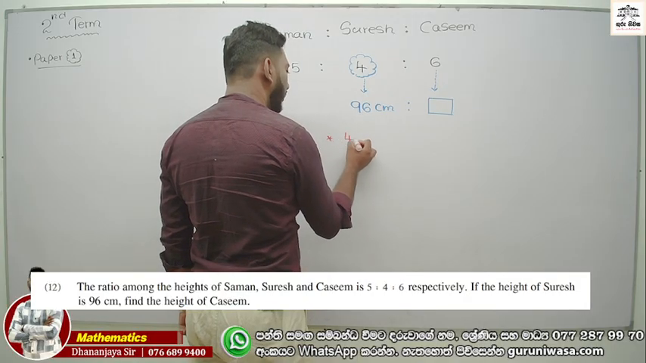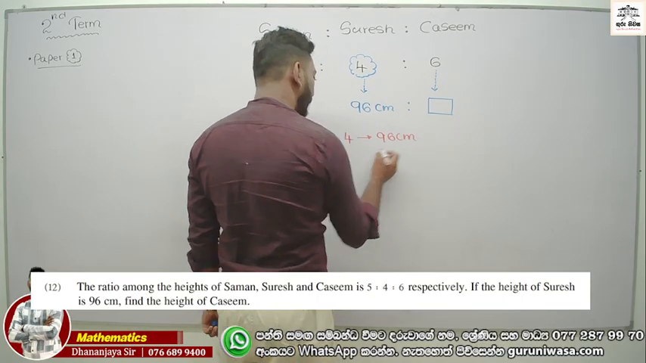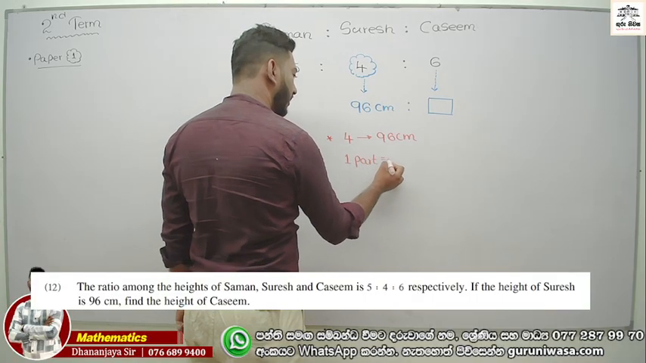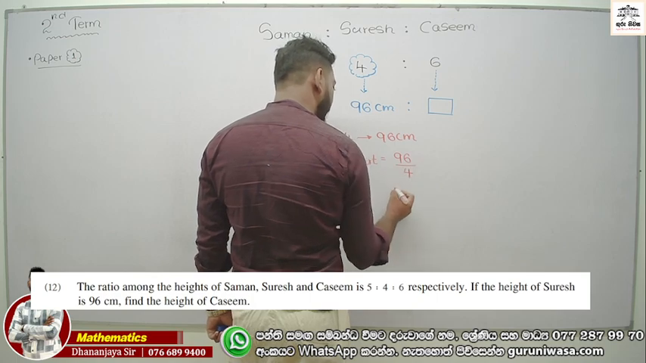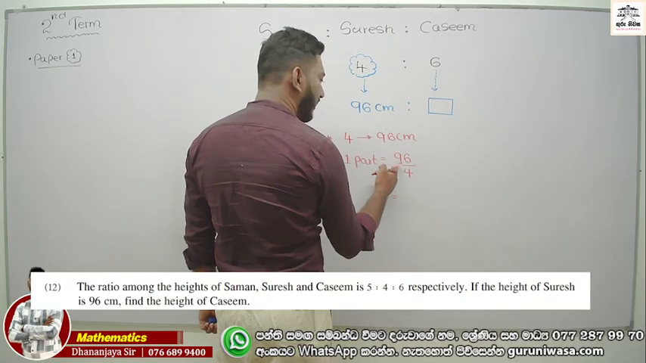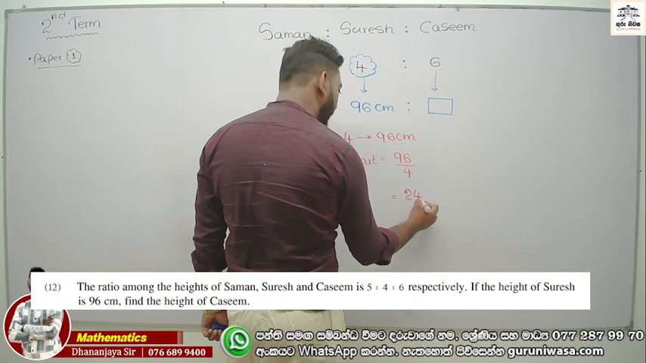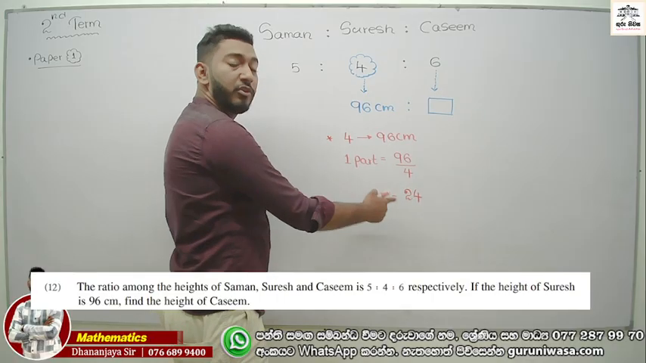Now 4 is equal to 96 centimeters. Therefore, one portion, we call it 1 part, is 96 divided by 4. 9 divided by 4 is 2 and 1 remainder. 16 divided by 4 is 4. So 1 part is 24.